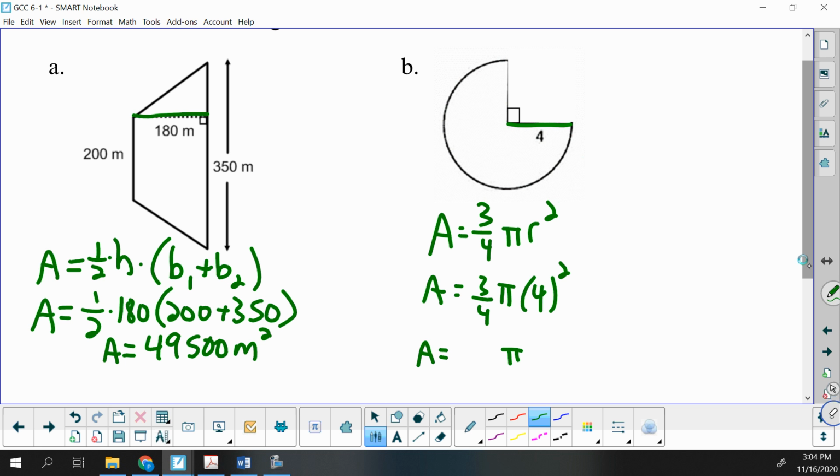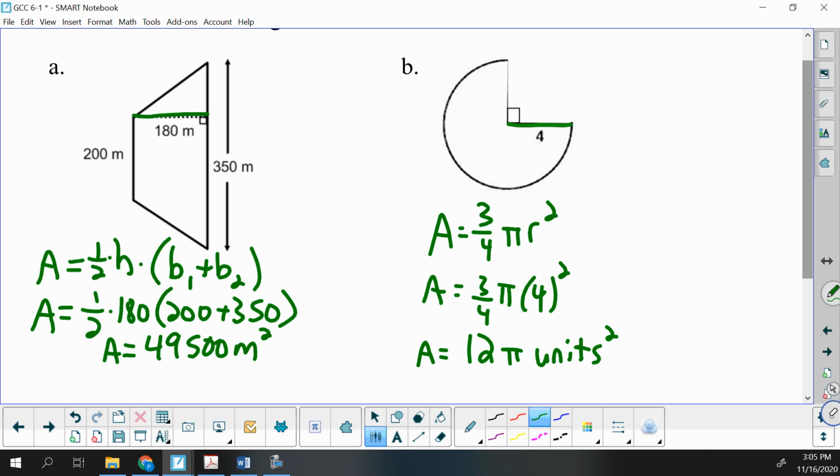So if we do 4 squared, that'll give us 16. 16 times 3 is 48. Divided by 4 will give us 12. So this is just going to be 12 pi units squared.